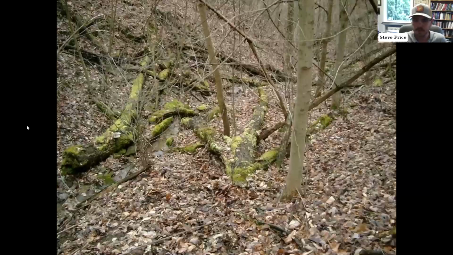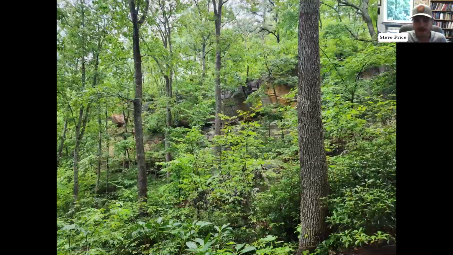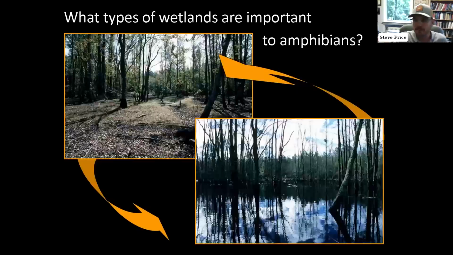There's also woody debris. Maintaining forests around cliff lines and other rocky areas can really benefit some of our lungless salamanders. Probably the most important thing we can do for amphibians in Kentucky is allow for the persistence of ephemeral wetlands. These wetlands fill seasonally. So this is the same wetland during winter, early spring, and this is the wetland in fall. So these dry out completely.